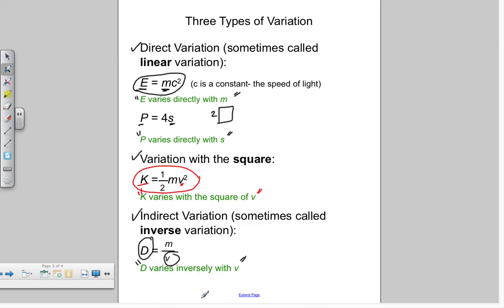So I would pause this video, get this information down, and then try to utilize it in the lesson. It's pretty complex, but you don't have to do so much with it except for really recognize which type of variation it is. So as long as you can put it into one of the categories, you should be pretty good.